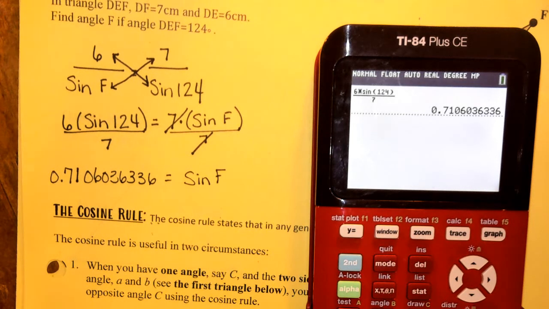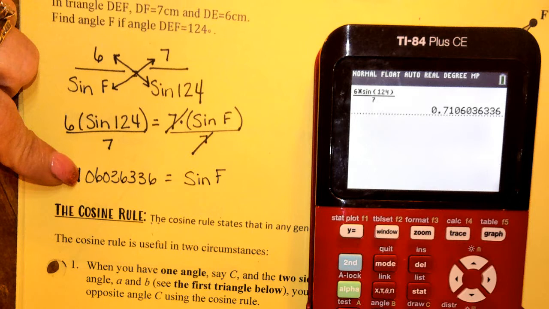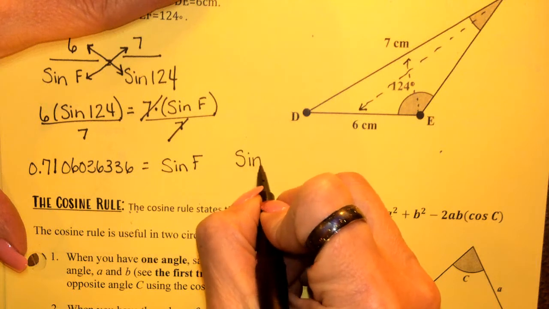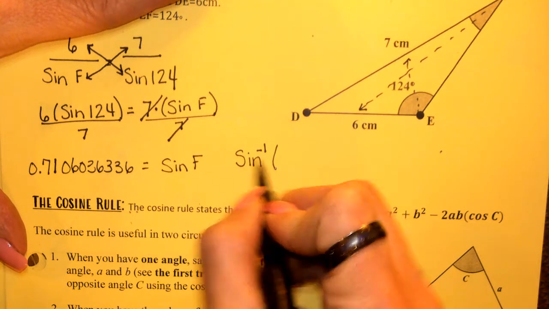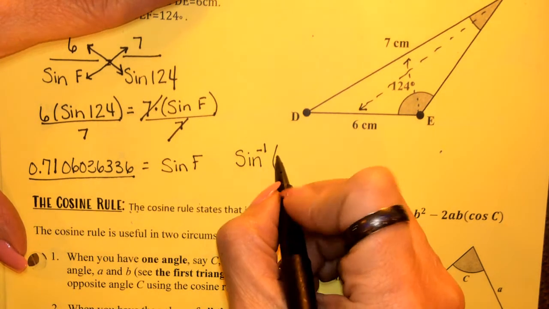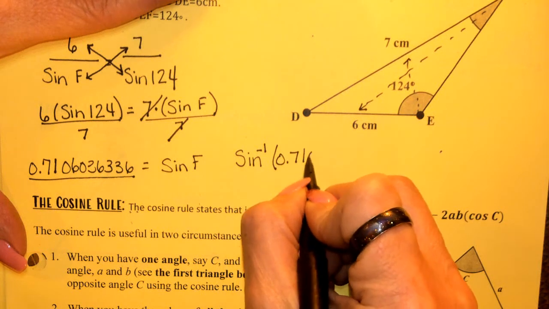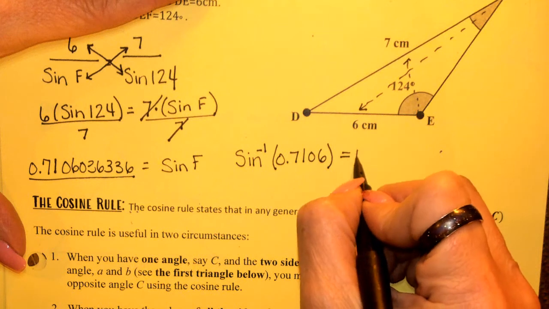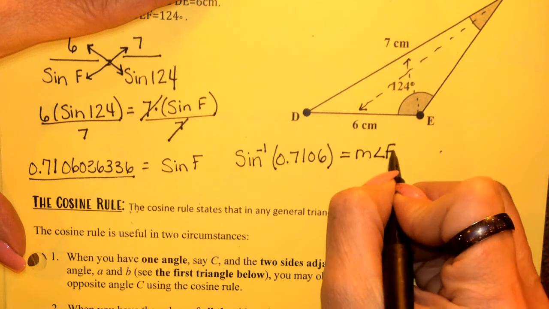Now remember, in order to figure out what degree has that, you have to do the inverse sine. So we are going to do the inverse sine of all of this. So I'm just going to put 0.7106 like that equals, and that's going to be the measure of angle f.